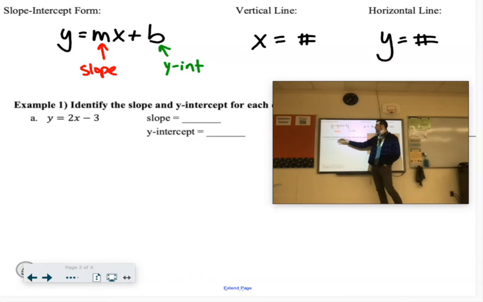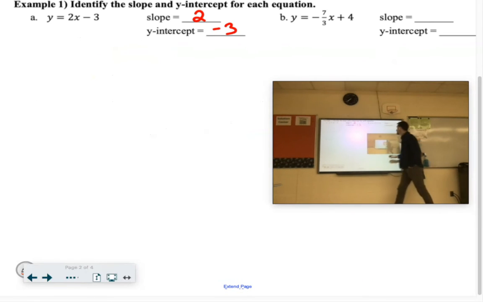All right, identify the slope and y-intercept for each one. So y equals 2x minus 3. 2 would be the slope. And if we were actually graphing that, I would think of that in fraction form, like 2 over 1, because you go up 2 over 1. And then the y-intercept, if it says minus, we have to treat it like a negative. So we'll say our y-intercept is -3. So let's scooch down. y equals -7/3 x plus 4. The -7/3 is the slope, and the +4 would be your y-intercept.